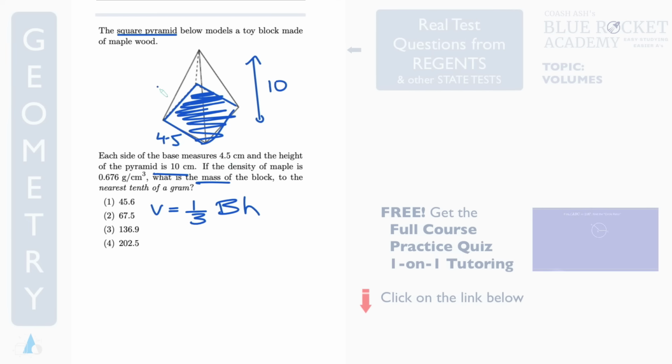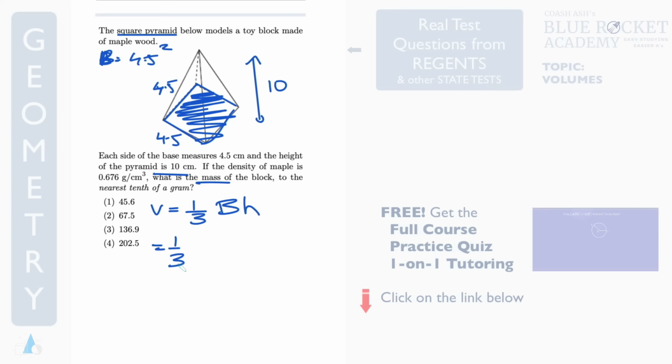So you got 4.5 here, 4.5 here. What's the area of the base? The area is equal to this 4.5 times 4.5, which is 4.5 squared. So I can even write this as b, because that's the area of the base over here. So you got 4.5 squared here. Now you just simply substitute it.